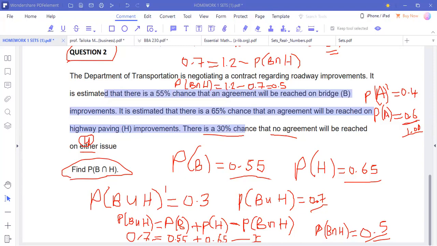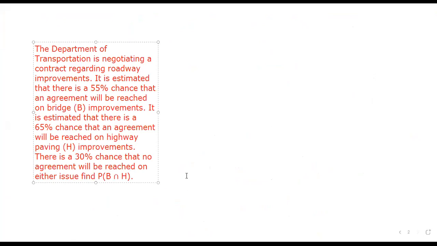Okay. Who else is lost on this one? Pardon? You want us to go through it again, or do a similar question? If we can go through this one, especially where before we did the Venn diagram, where the B union H, the 0.7 came in. Okay, let's go through it again.